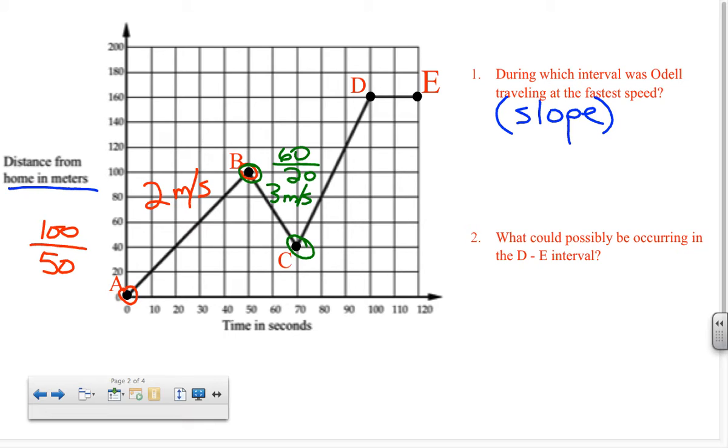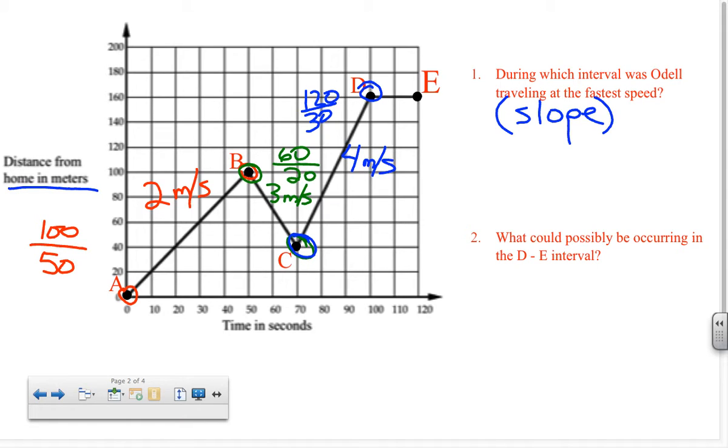And last but not least, CD at the end here. Our vertical change is 40 to 160, which is 120. And our horizontal change is from 70 to 100, which is 30, meaning this has a slope of 4. She's traveling 4 meters per second.